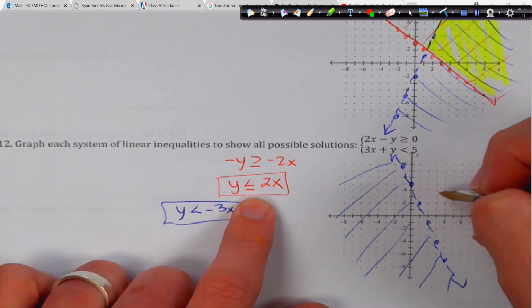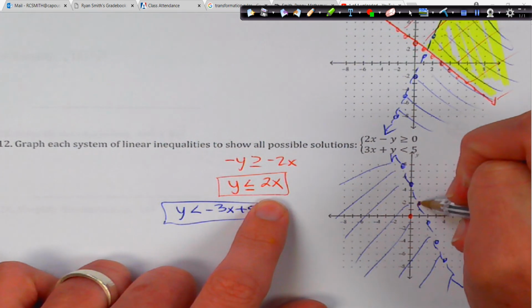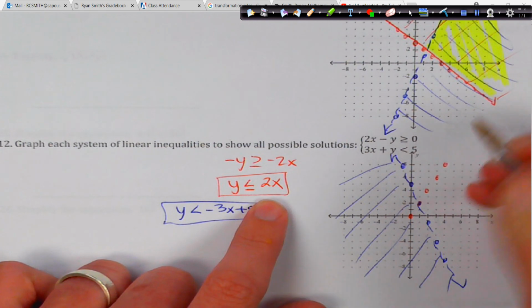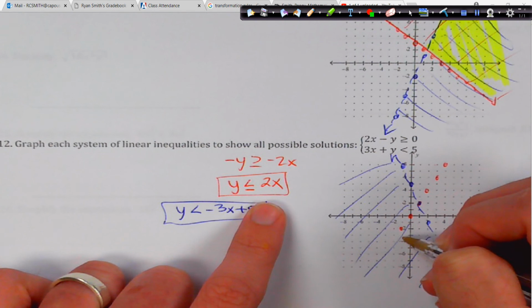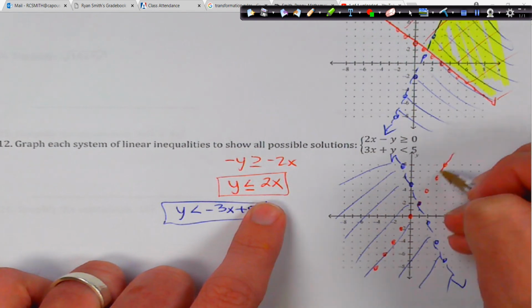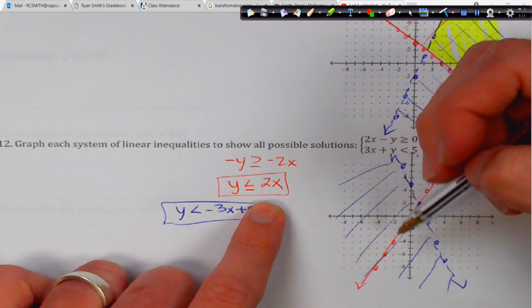This is going to be at 0. We have no y-intercept, but it's up 2 over 1, repeating, then down 2, back 1, repeating. And this is a solid line, and it's less than, so we're going to shade.